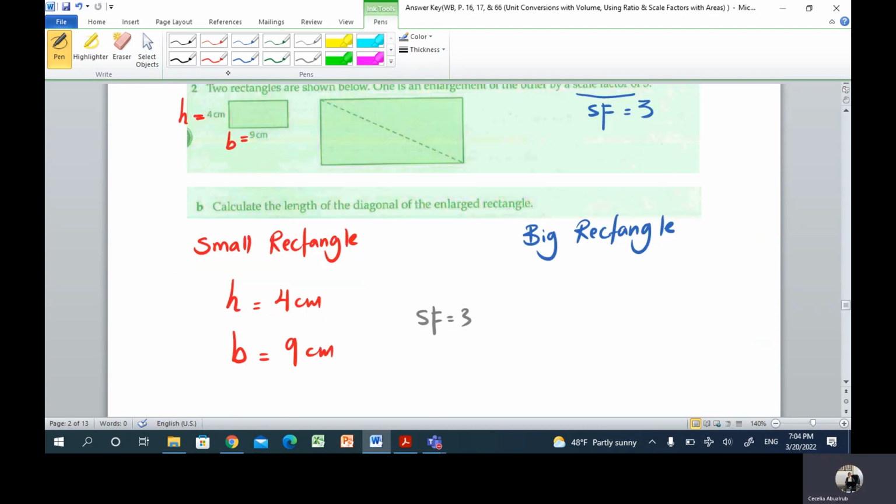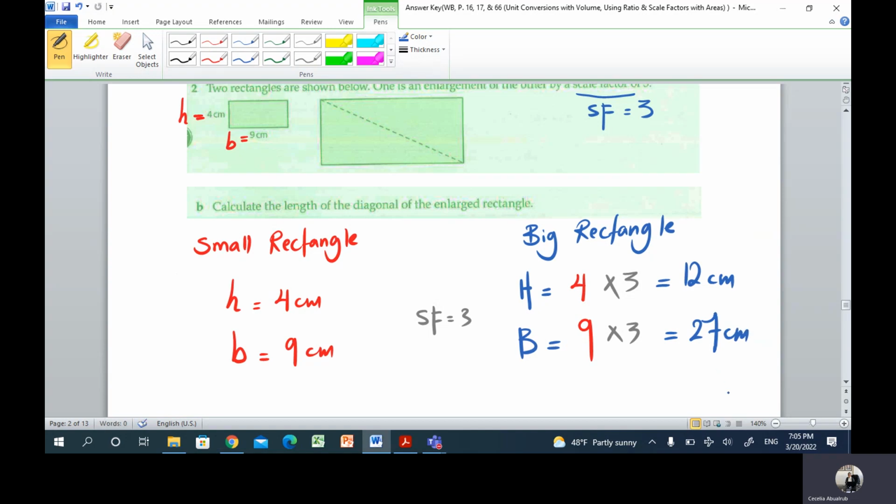and accordingly we concluded that big H is equal to the small h multiplied by the scale factor which is 3 because it's an enlargement. So the big H will come down to 12 centimeter. And we do the exact same thing for big B is equal to small b, which is 9, times the scale factor, which is 3. And this will come down to 27 centimeter.